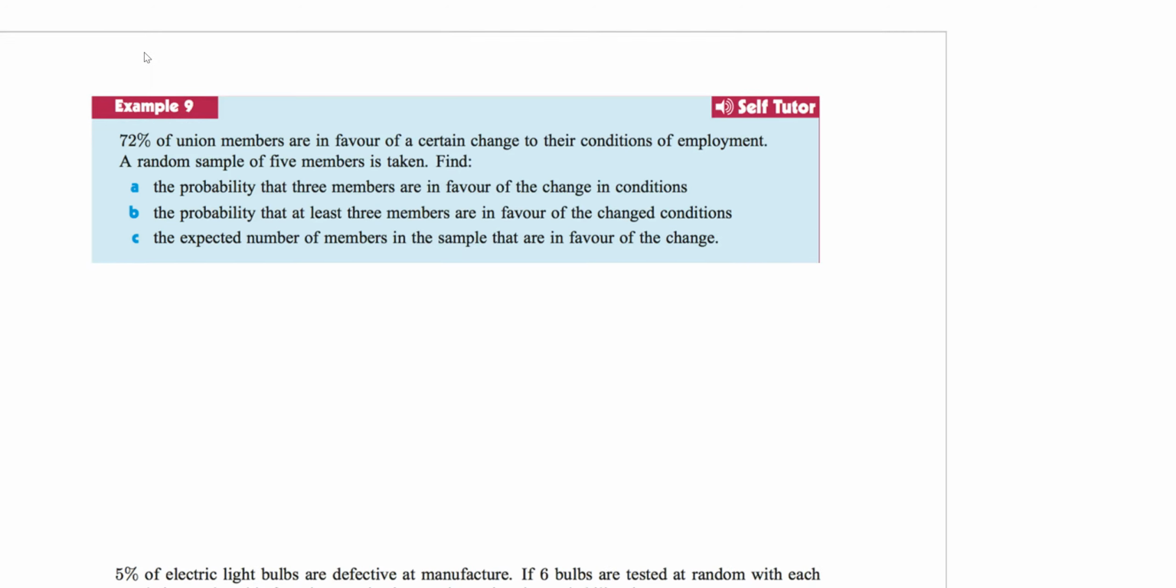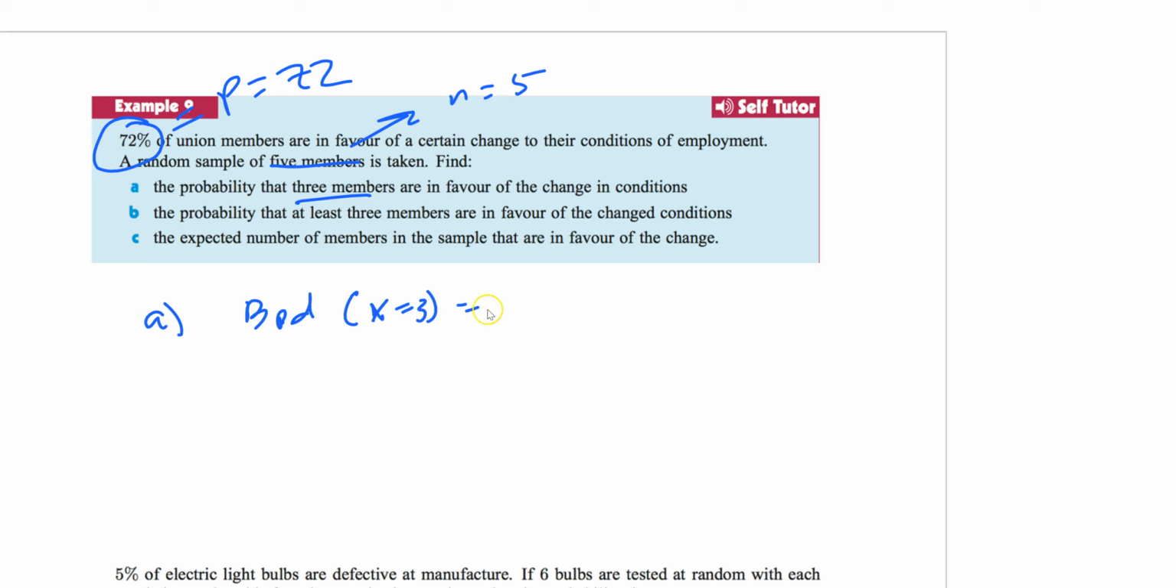So look at this one. 72% of the union members are in favor of a certain change to their conditions of employment. A random sample of 5 members is taken. So already, there's a couple things I know. 72%, that's my probability, 0.72. You're taking a sample of 5 members, that's my n equals 5. Right, so I'm just going to find out what r is for each problem, and then just plug it in. Look at the first question. A, probability that 3 members are in favor of change. So notice that's only 3 members, not at least 3, not at most 3. That's binomial PDF. Plug in x equals 3, and you get your answer.